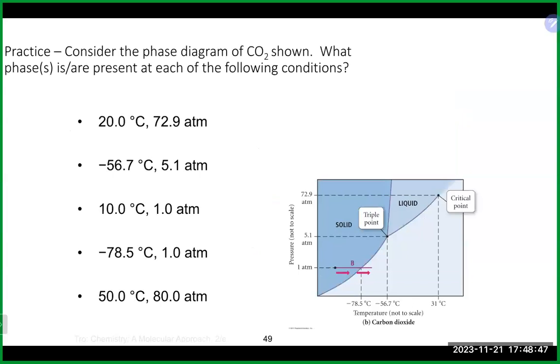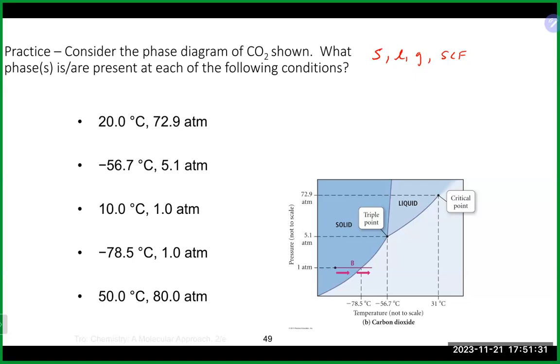All right, so I want you to take a few moments using this diagram here, which is for carbon dioxide. For each of these, figure out what phase everybody would be in. Is it solid, liquid, gas? Is it a supercritical fluid under each of these conditions? So take a few moments.